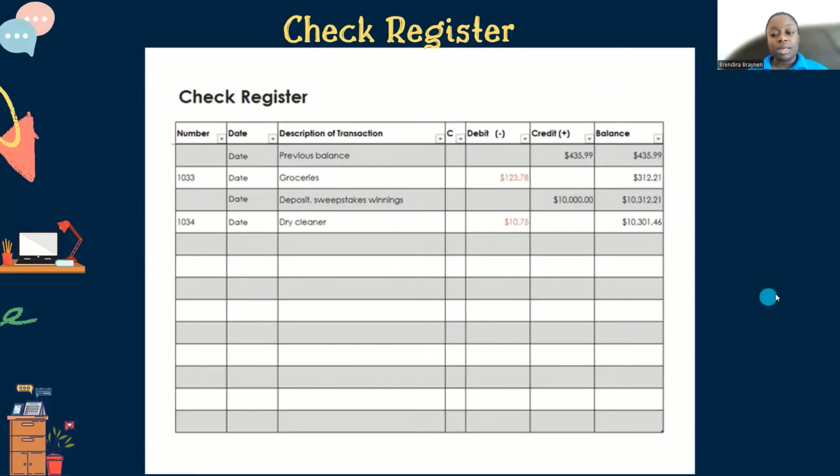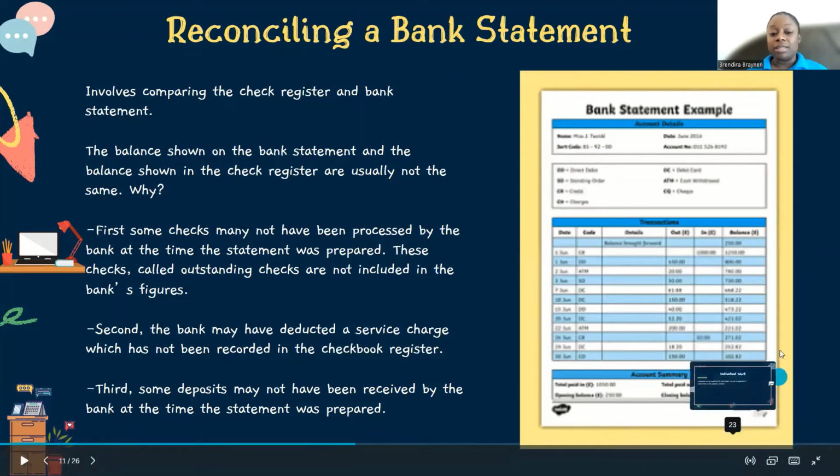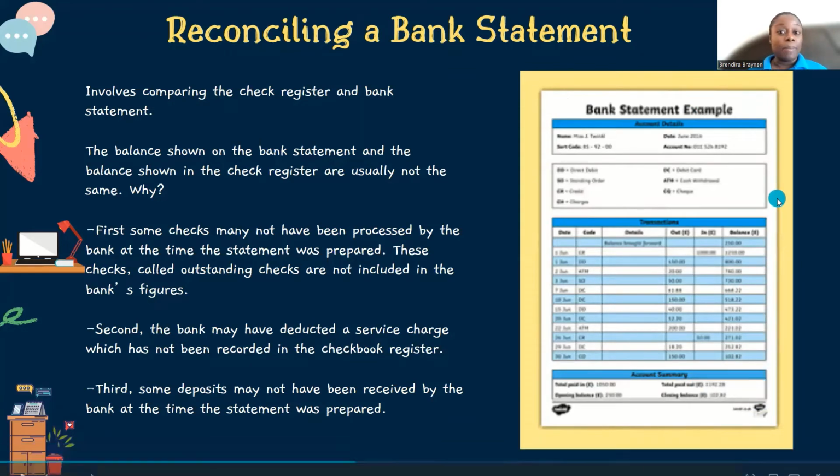And so these check registers are kept by accounts departments on a regular basis. And actually at the end of a month, your check register is actually reconciled against your bank statement. And so what does that mean? Reconciling a check register against your bank statement means that we're just making sure that we have everything that we need to have, and the balance that we're saying is how much we have available to use on the bank account is actually available.